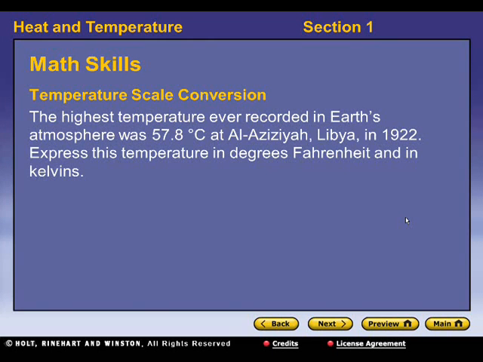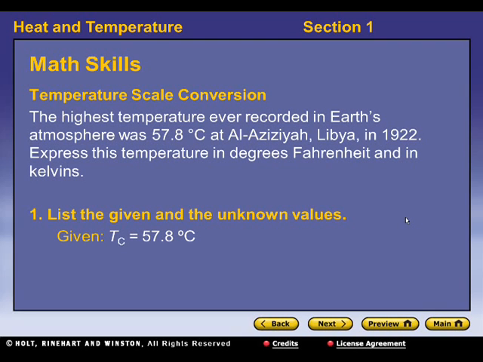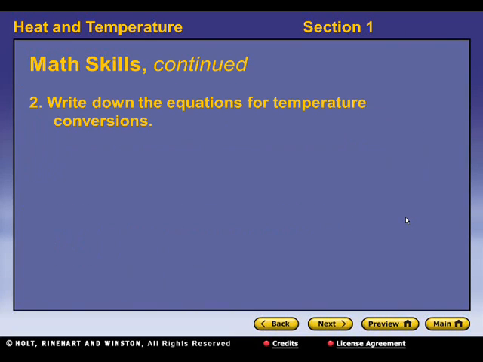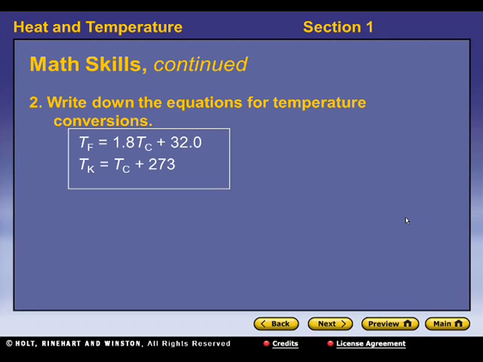Alright, so let's move along here. Math skills. Let's do some temperature scale conversions. The highest temperature ever recorded in Earth's atmosphere was 57.8 degrees Celsius in Libya in 1922. Express this temperature in degrees Fahrenheit and in kelvins. So list givens. We have Celsius temperature at 57.8 degrees Celsius. Unknown is temperature in Fahrenheit and temperature in Kelvin.